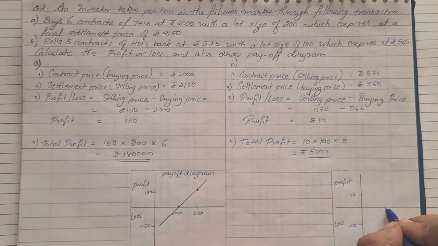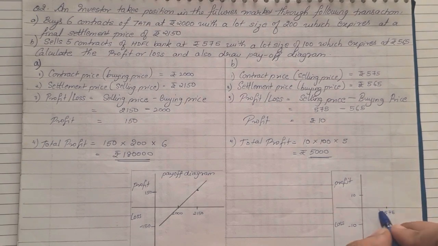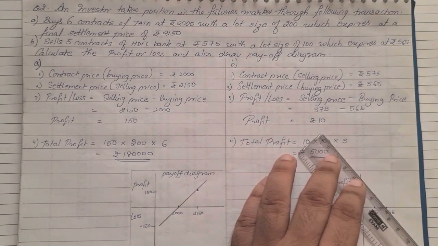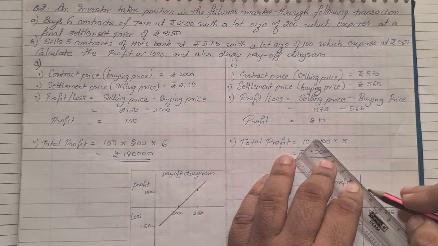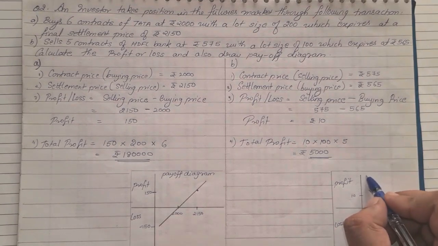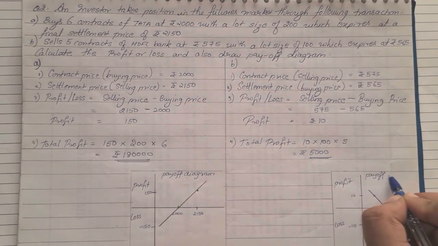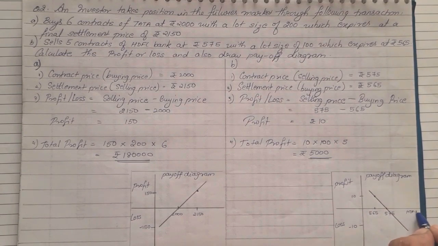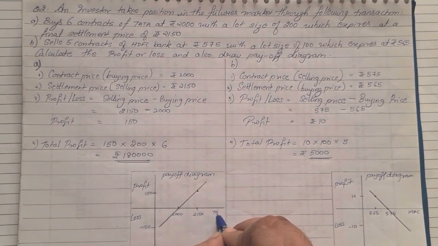The contract price was 575 and my settlement was 565, so that is lower, so it will come on the left side, 565. On the settlement date I had a profit of rupees 10. So wherever I got the profit, from that very position we'll draw a curve passing through the contract price. This is nothing but a payoff diagram. Okay, this is of HDFC Bank, so I'll write HDFC, and the previous one was based on Tata, so I'll note down here as Tata.